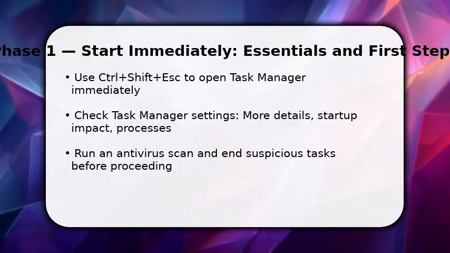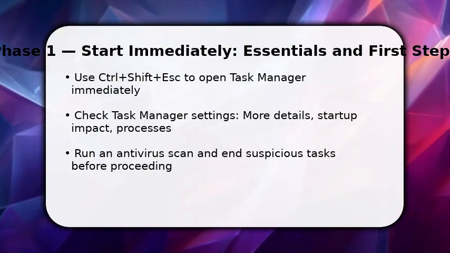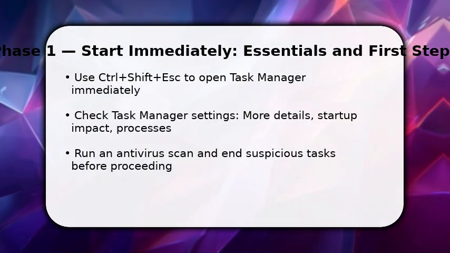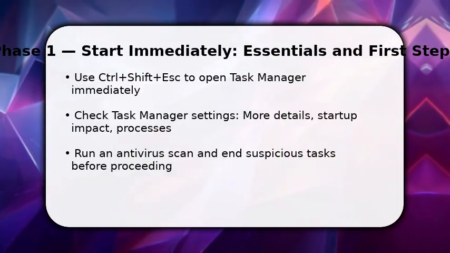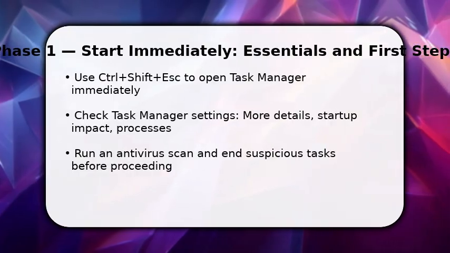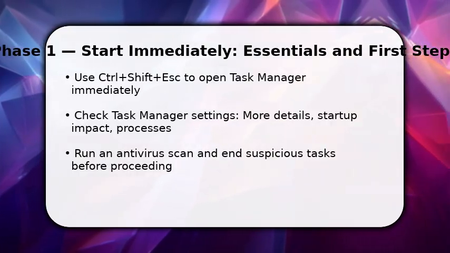You start by verifying the quickest controls. Press Ctrl plus Shift plus ESC to open Task Manager and confirm it isn't hidden by group policy or a malicious process. Once done, switch to more details and glance at CPU, memory, and disk spikes to identify culprits.